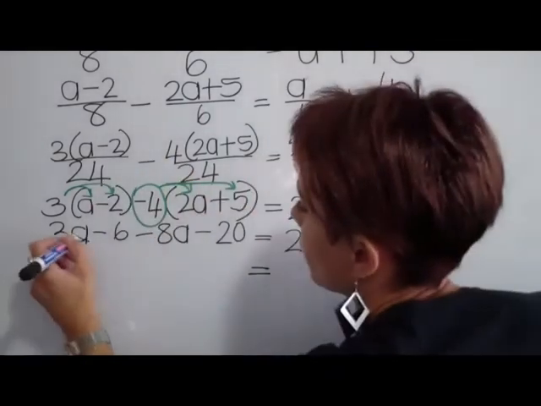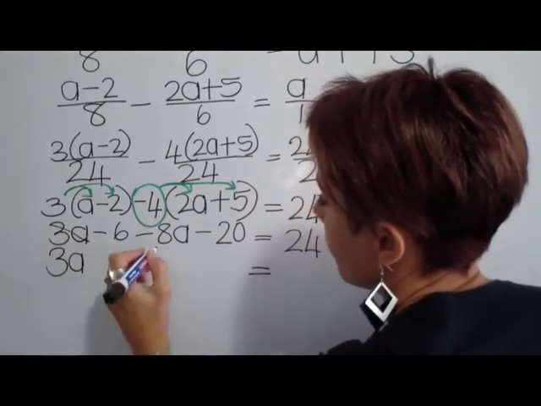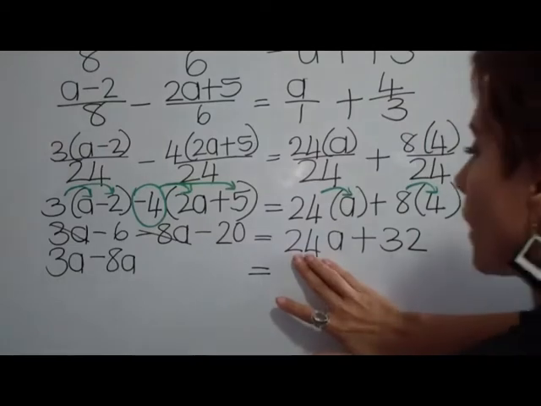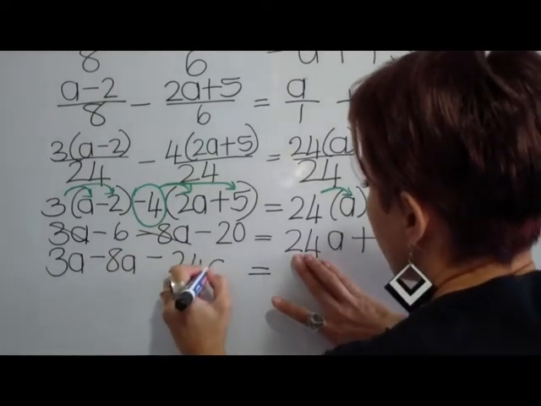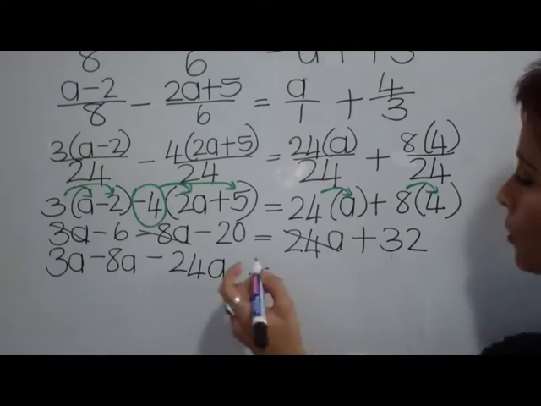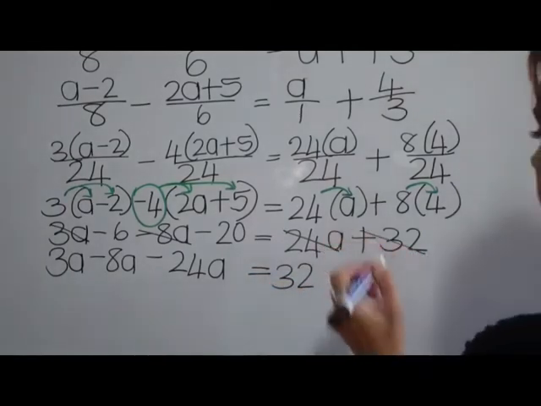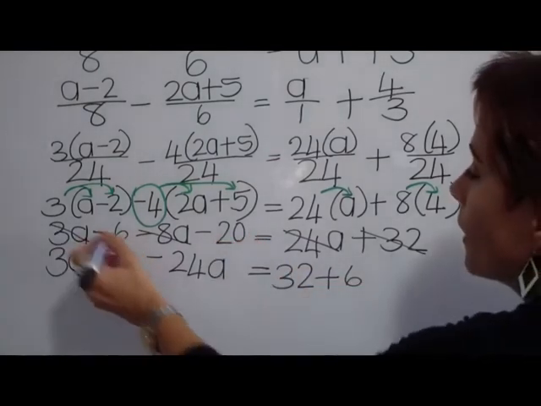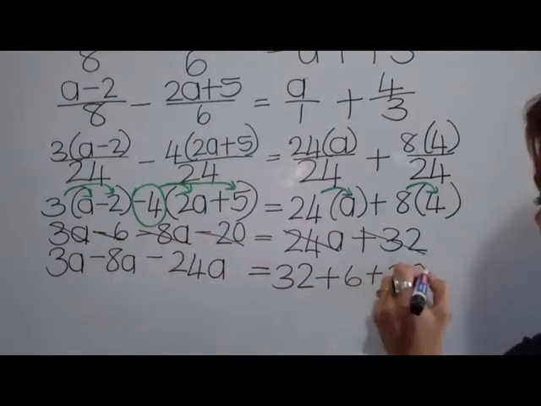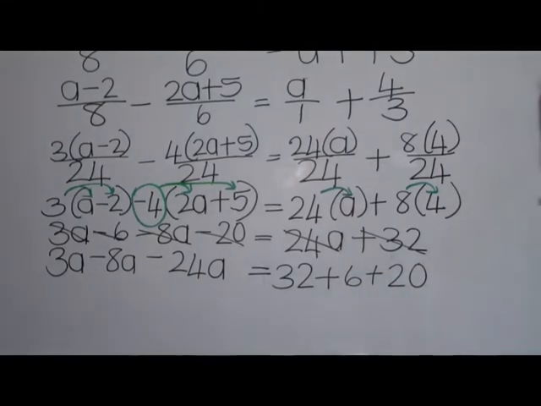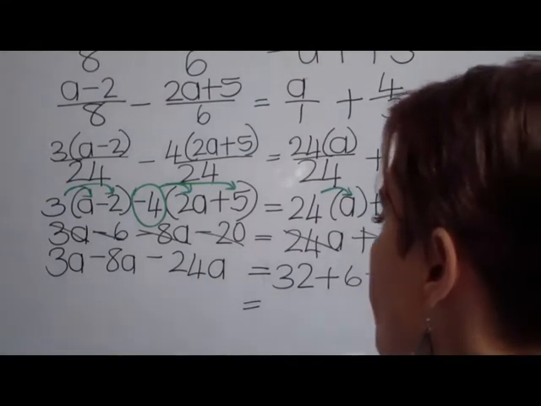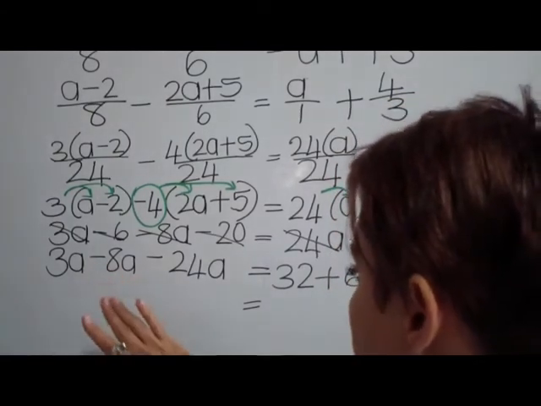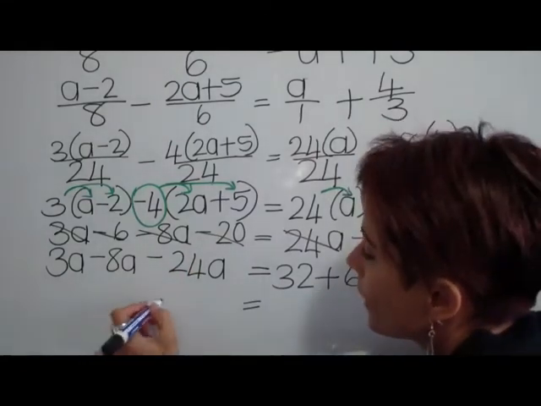Everything A is to the left. Daai 3A is in sy plek. Daar is 'n -8A, hy bly daar. This is going to become a -24A, -24A. Beautiful. Hier is ons 32, 32 in its place. Yes. Hierdie ene keer raak +6. This one becomes a +20 on the other side. Beautiful. Okay. Now we say 3 take away 8. That's -5.